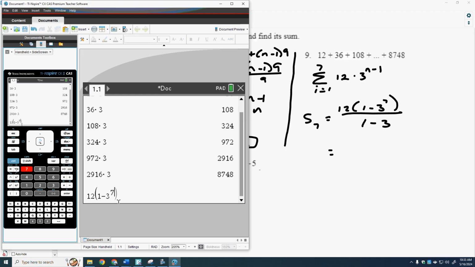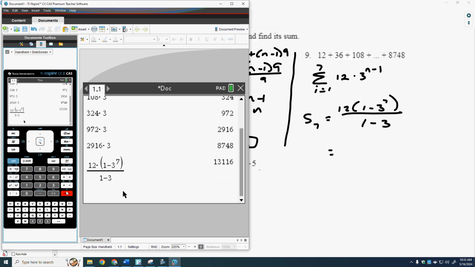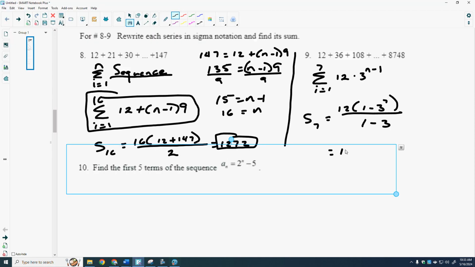Make sure that 3 is being raised to 7th. Make sure the x1 is not on the outside of the parentheses. I'm going to move over to get outside the parentheses, divided by parentheses 1 minus 3. And if I didn't want to do that, then I would just take the 1 minus 3 and do it in my head and get a -2. Either way. Final answer, 13,116. Make sure you can type it into the correct calculator correctly, whichever way you do it.